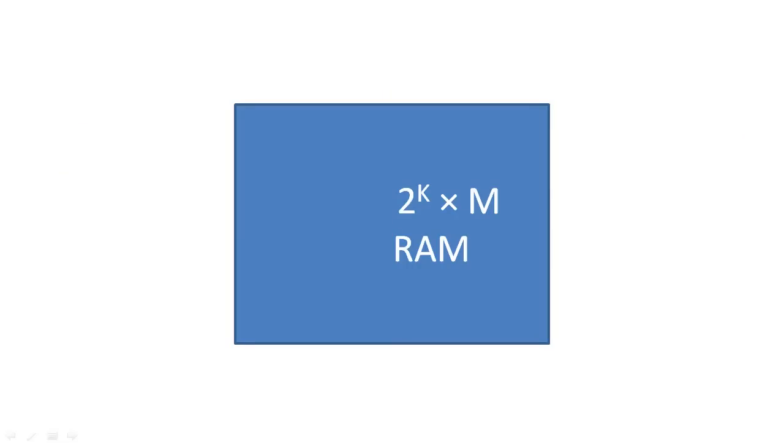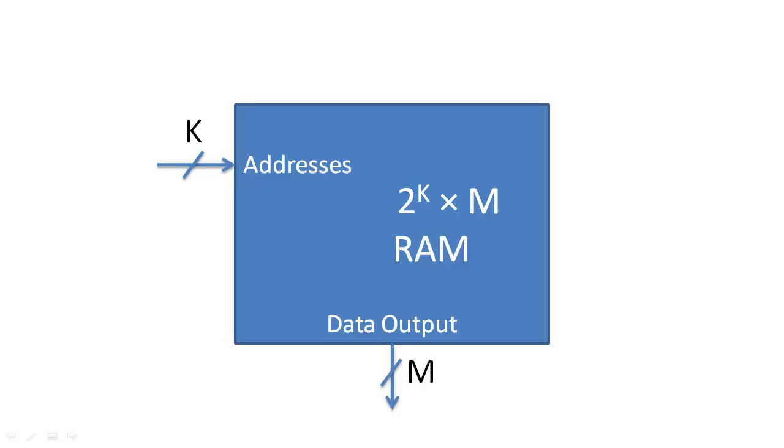A RAM is an addressed information storage device that is indexed by K address bits and stores information in chunks of M bits. Unlike ROMs, the information in a RAM can be rewritten.